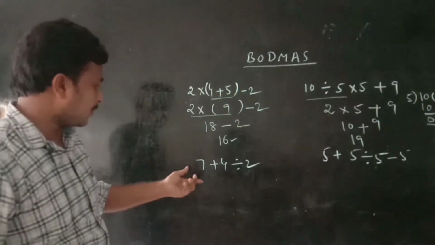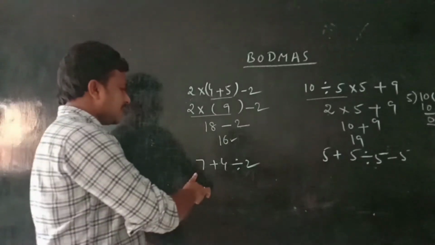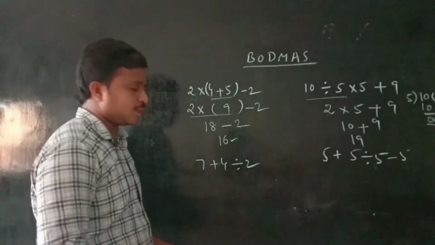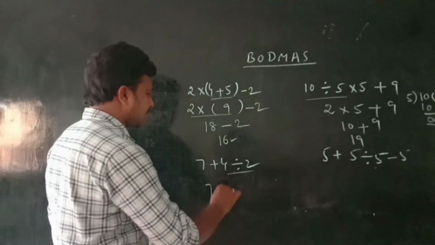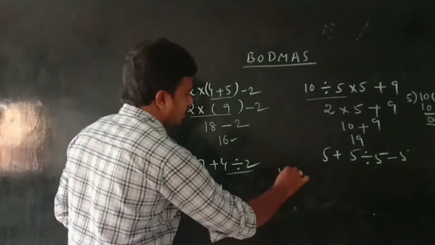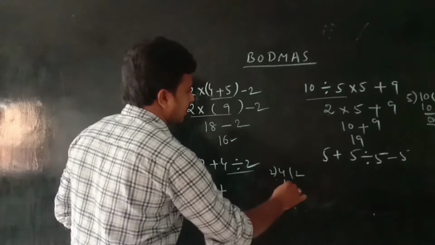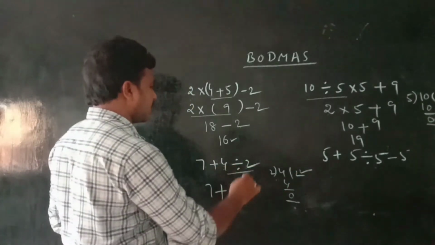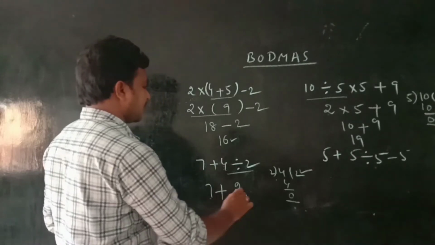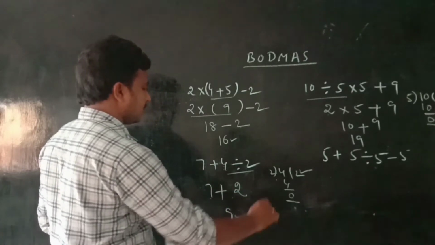In this next example, 7 plus 4 divided by 2. First of all, 4 divided by 2. So 2 2s are 4, remainder 0. So quotient 2, 4 divided by 2 is equal to 2. Then 7 plus 2 is equal to 9.